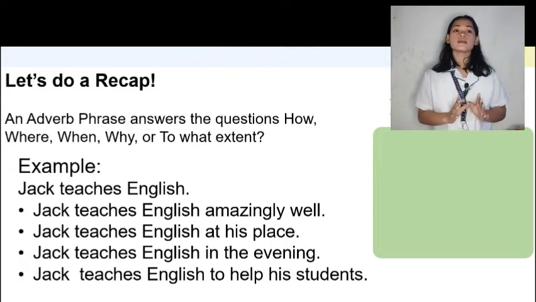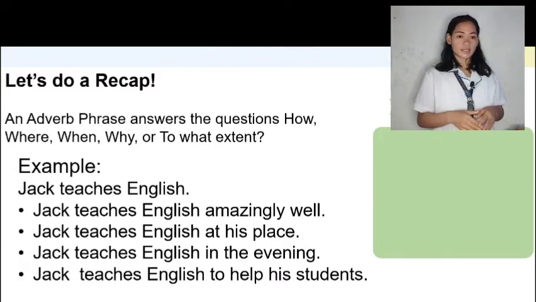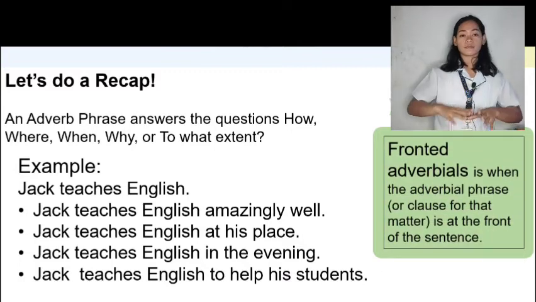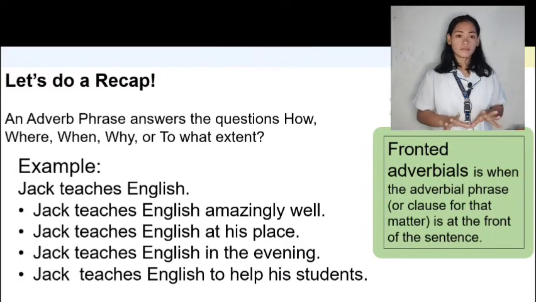And if the adverbial phrase is at the front of your sentence, we call it a fronted adverbial. Fronted adverbials are offset with a comma. So now that you've learned about adverbial phrases, let's have Keanna Izzrah Alcera talk about prepositional phrases.